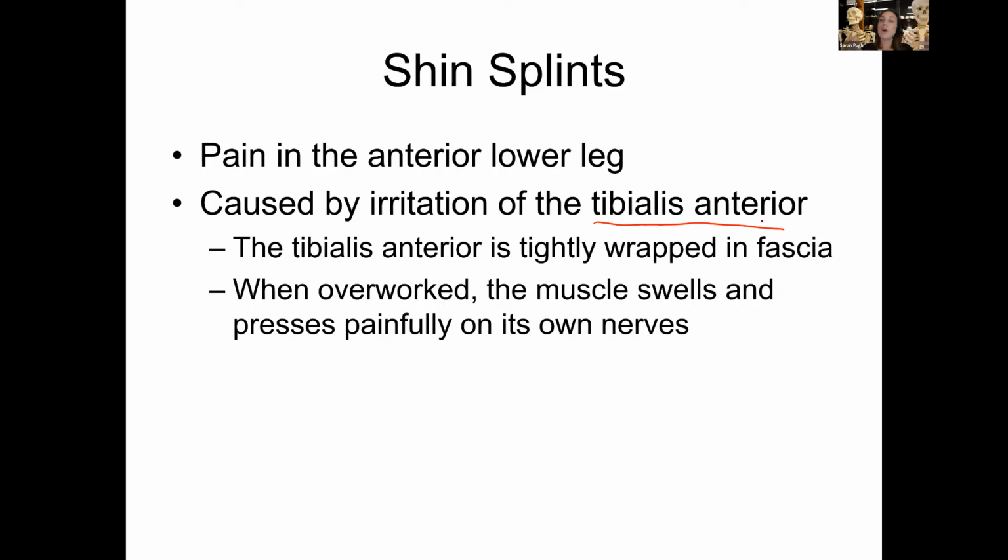When you overwork that muscle, anytime you overwork a muscle, it's going to swell. Because the tibialis anterior is wrapped so tightly in fascia, it has nowhere to go, and it starts to push on its own blood supply and nerve supply, and this becomes painful. That's where the shin splint comes from. The best thing to do to stop a shin splint is to stop the activity and let the muscle come back down in size. Stretching will help as well.